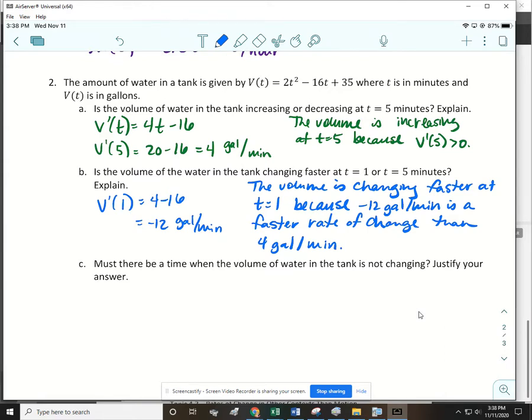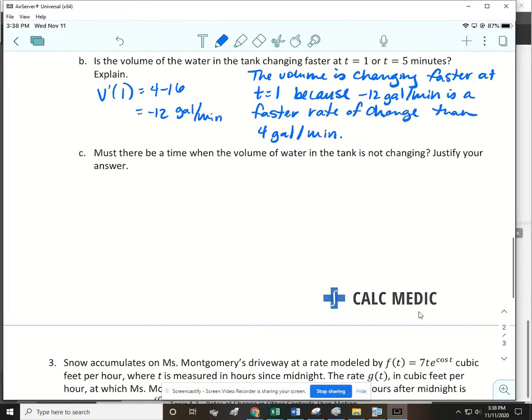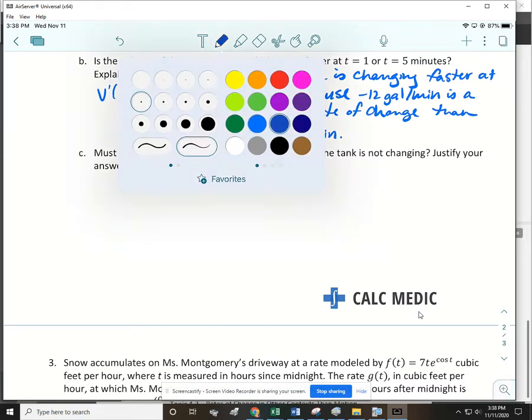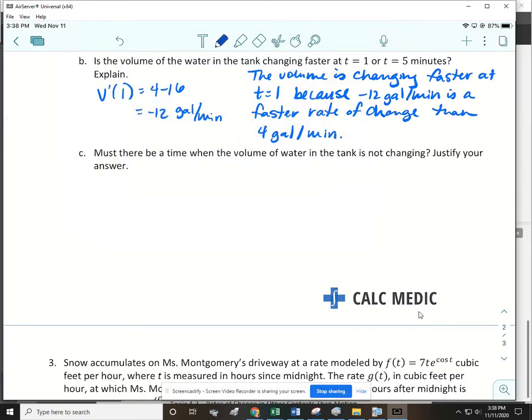All right, for 2, must there be a time when the volume of water in the tank is not changing? What does this sound like? To me, it sounds like the intermediate value theorem, because it is. So we're going to review that. It's so awesome to review it throughout the year. If we use it and use it and use it, you'll remember it at the end of the year. So the volume of the water in the tank is not changing when V prime of t is 0.